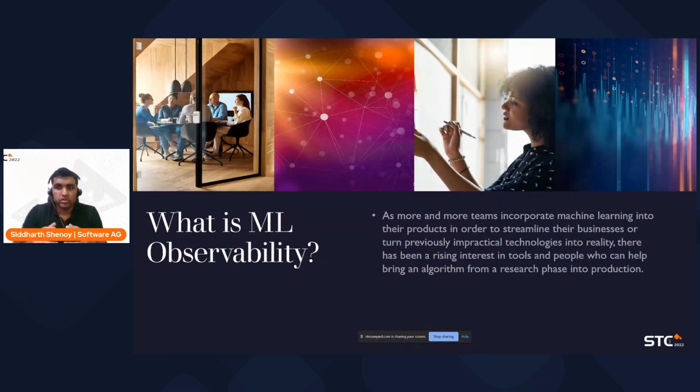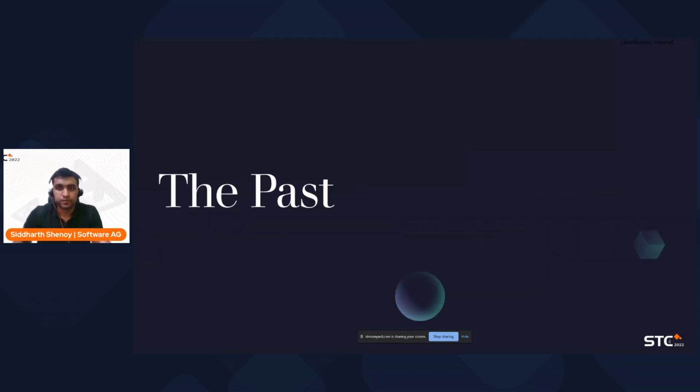The development process of a software system with a machine learning component is more complex than traditional software because we need to monitor variations in three different aspects. That is the code, the model, and the data. As you know, more and more teams and companies are trying to incorporate machine learning into their product, they are trying to find more tools and people to make their idea from research phase into production phase.